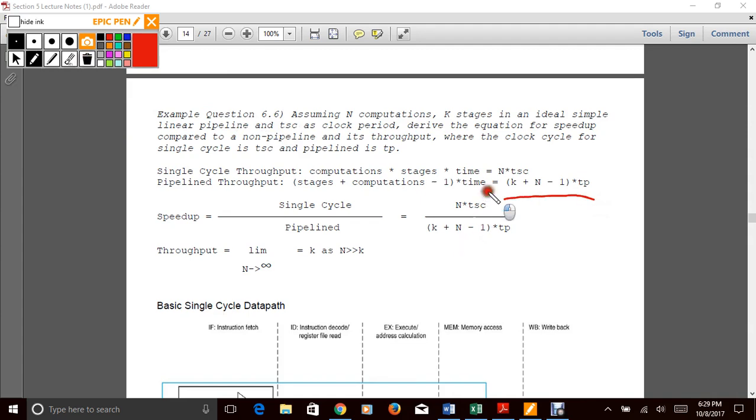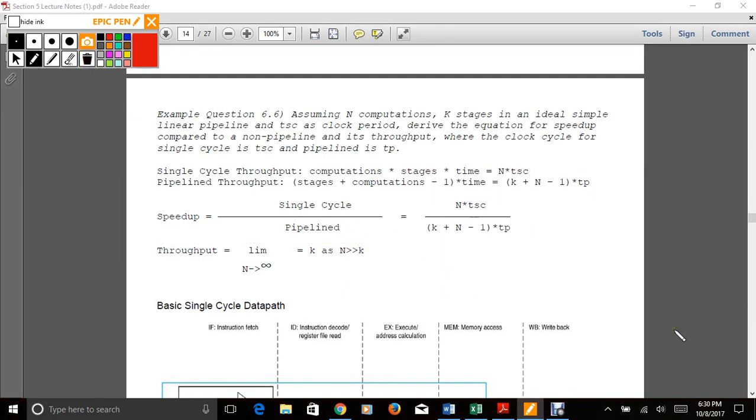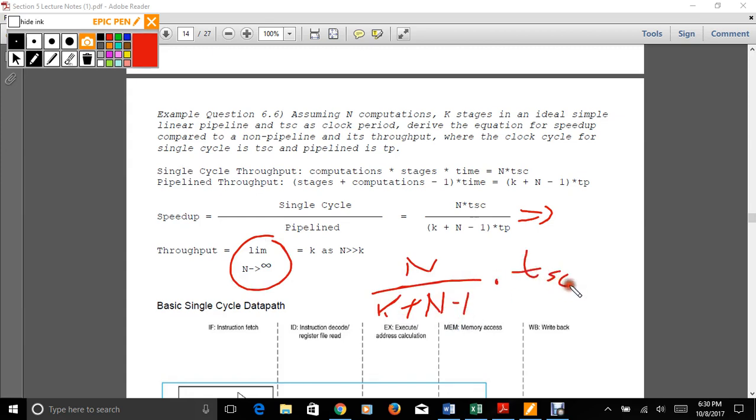And then the speedup is just the ratio here. And so this throughput is where things get a little tricky, but it's okay. I'm going to help you here with this. As we take the limit as n approaches infinity, first you can break this down, if you recall from calculus, (k + n - 1) times T_p over T_sc. So as n approaches infinity, n over (k + n - 1) is going to be essentially infinity over infinity.